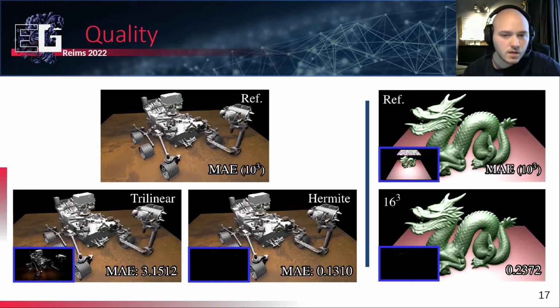In terms of quality, we observe the same results as those demonstrated by Wu and colleagues in their work on polygonal lights. The Hermite interpolation outperformed the trilinear interpolation, and with a sufficient grid size, the approximation error becomes very small. The approximation error is visible in the insets, which show the absolute error with the reference. Thus, a black image indicates the closeness of our approximation compared to the reference.